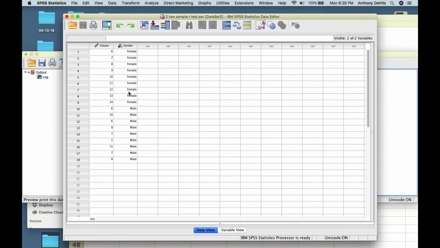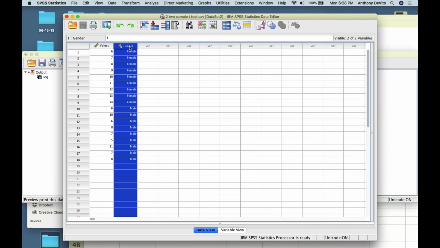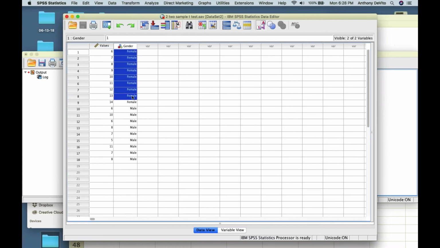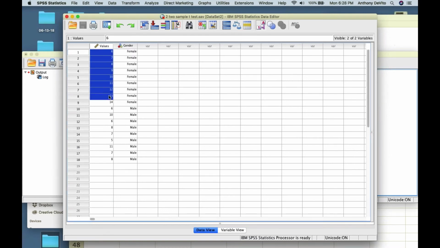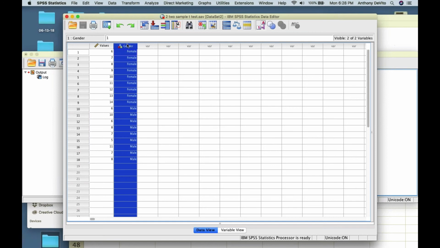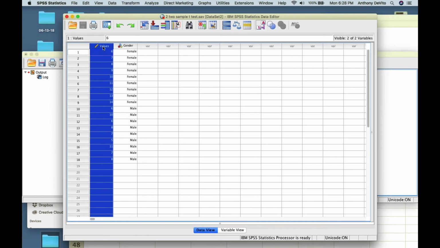In this case, we have two groups. Under gender, we have male and female. We have two groups, and we have scores for each of those two groups. In other words, if this were an Excel file, we might see male and female here, and the female scores here, and the male scores here. But in the way SPSS arranges this, it identifies the categorical variable in one column and the numerical variable in the other. So let's compare the means of these two groups.